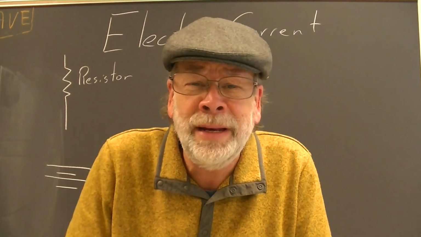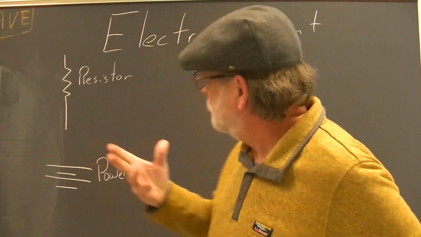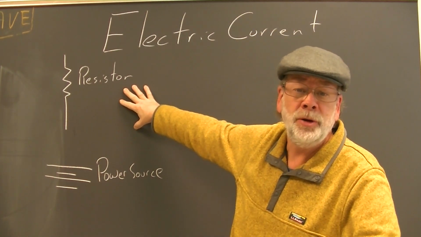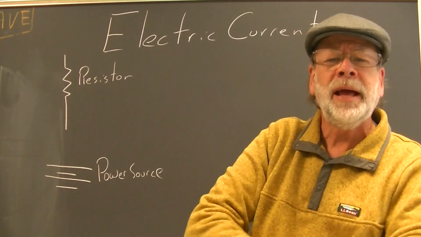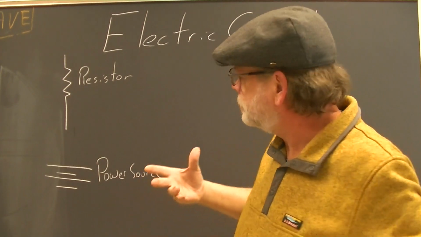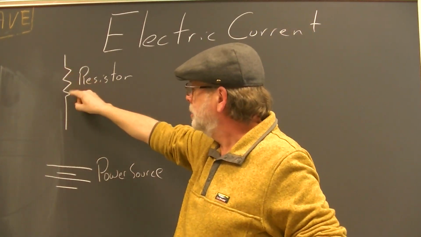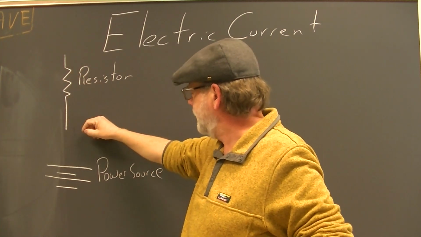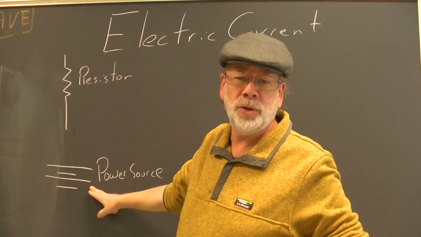In order to do that, we need some conventions, some schematic symbols that are used. In other words, drawings of electric currents. This would be a resistor, the line back and forth like that, and this would be a power source.